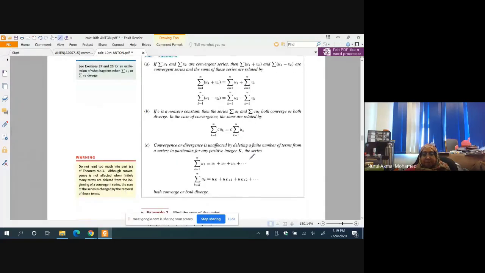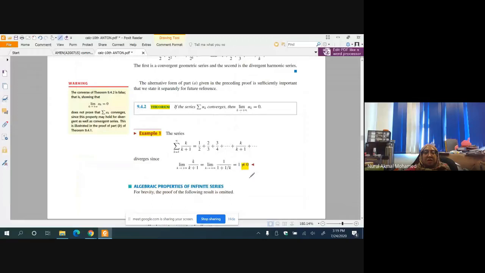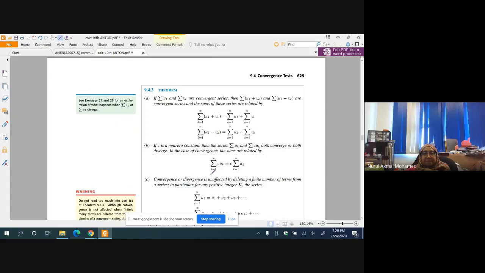If it is equal to 0, then we have to go to another test to confirm whether it converges or diverges. We cannot say anything if it is equal to 0. But if it is not equal to 0, then we can strictly say that it diverges.